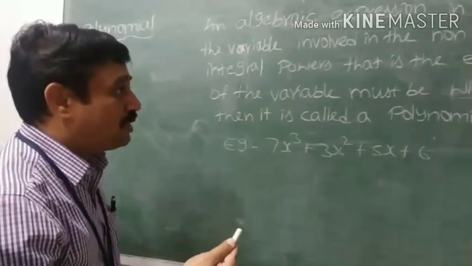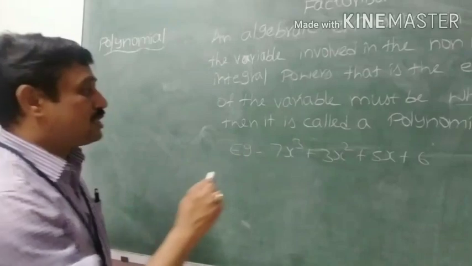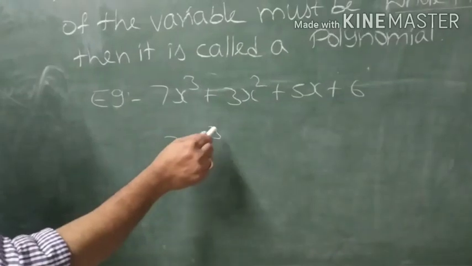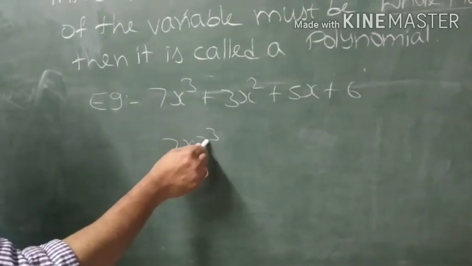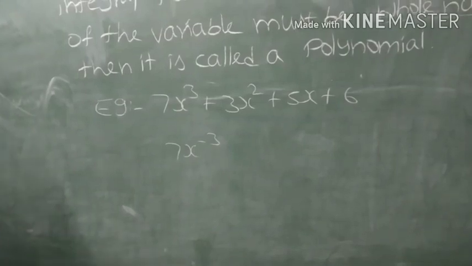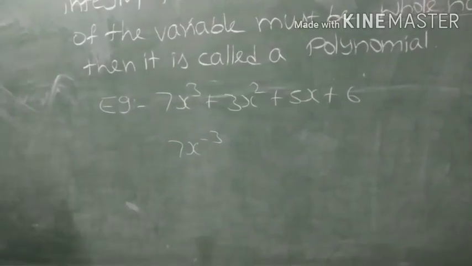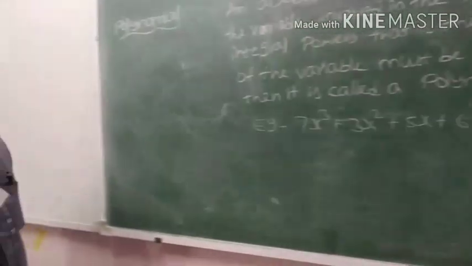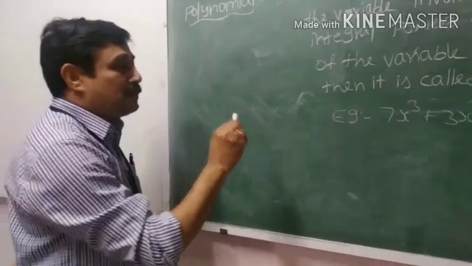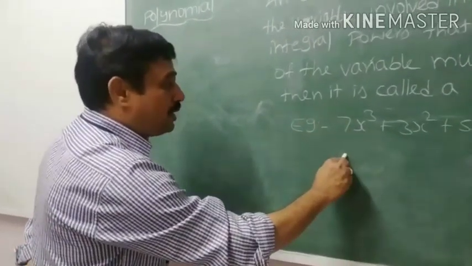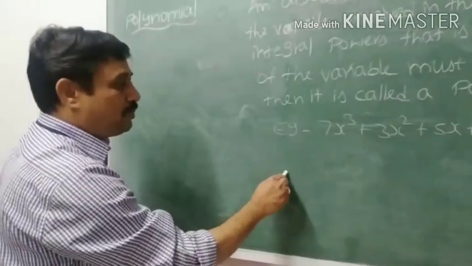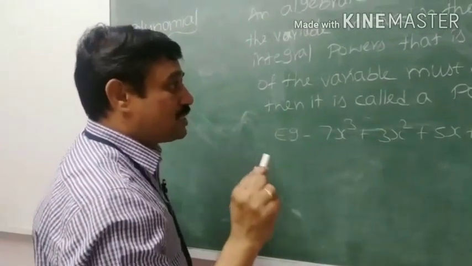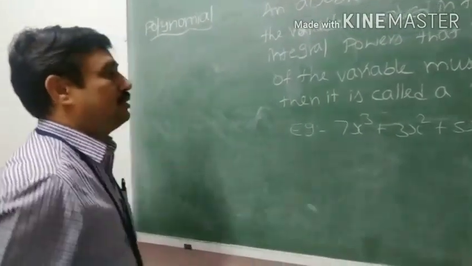Suppose it is not a whole number, if it is a negative integer, for example 7x power minus 3. Here the power is negative, so it is not a polynomial. Why? Because the power is negative. Here are some important points for polynomials. The first one is: the exponent of the variable must be a whole number. The exponent of the variable cannot be a fraction. The exponent of the variable cannot be negative. Based on these three points, we can decide whether it belongs to polynomials or not.